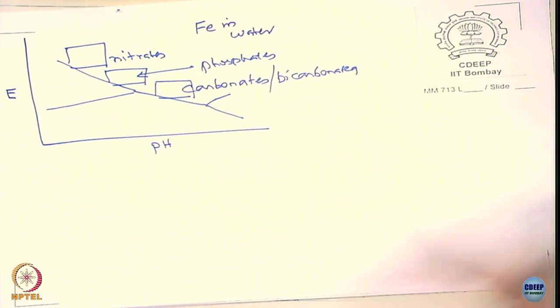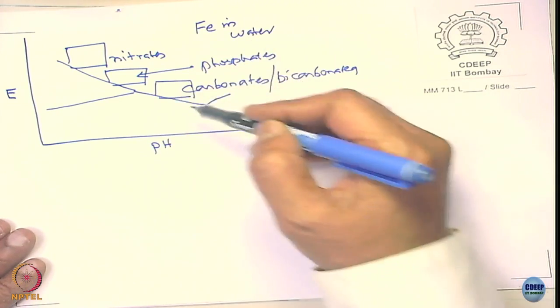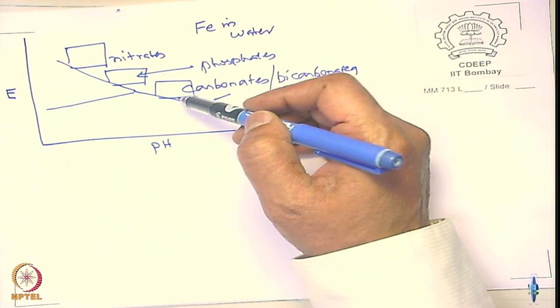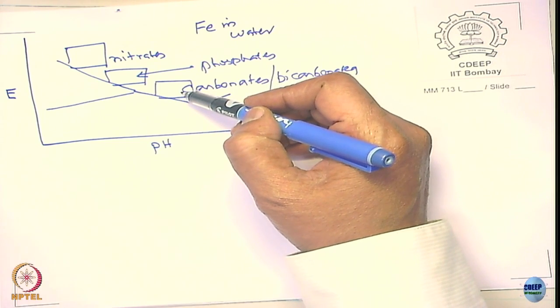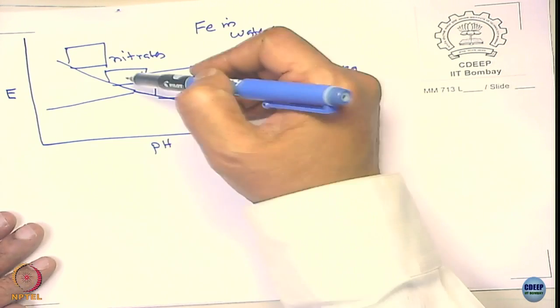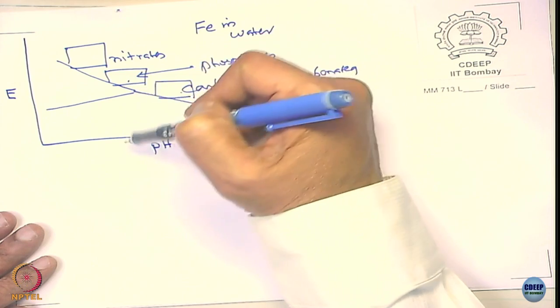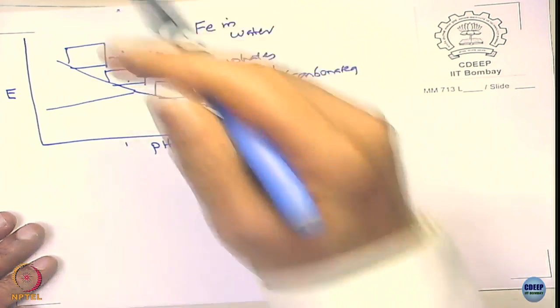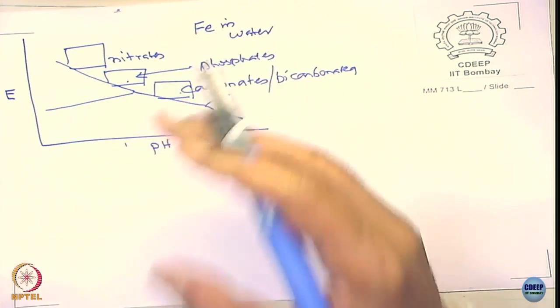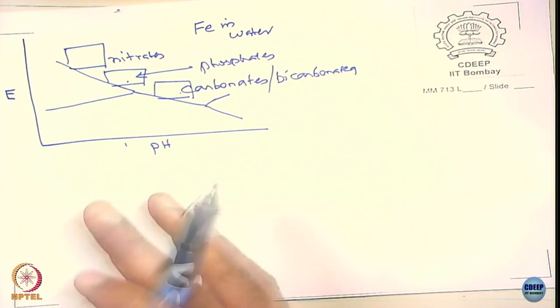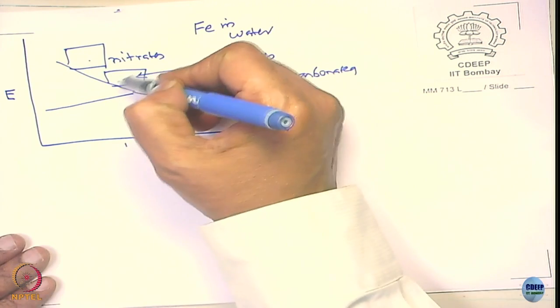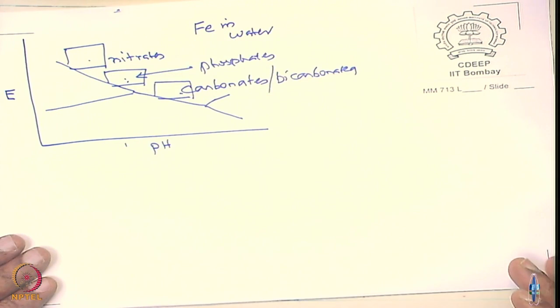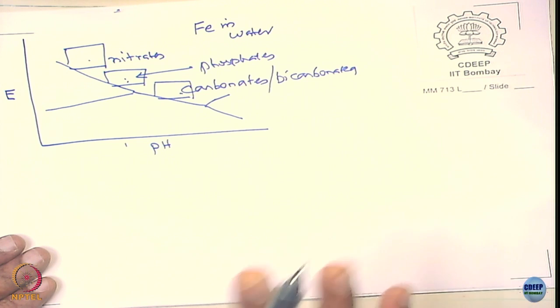What does it mean? When you take a steel and have water and put in a carbonate, bicarbonate, the potential of that solution automatically goes to this particular place and starts passivating. With phosphates, it goes here. With a nitrate, it goes here. So these environments maintain a certain pH and potential, and these are the places where you get stress corrosion cracking happening in these steels.